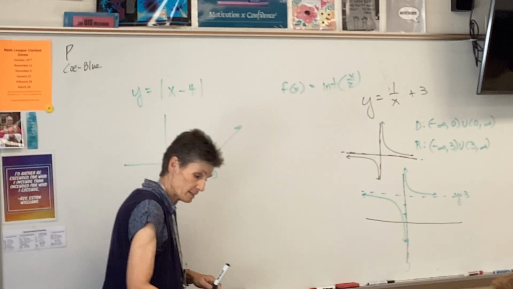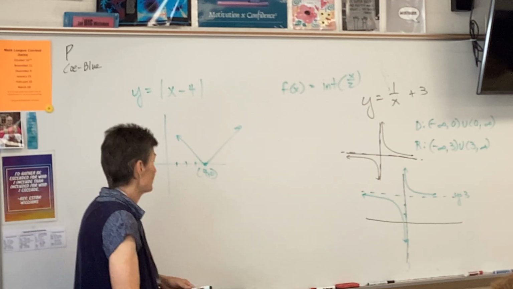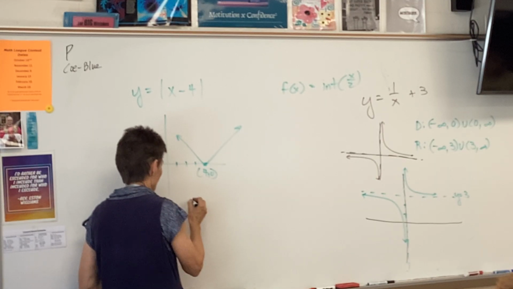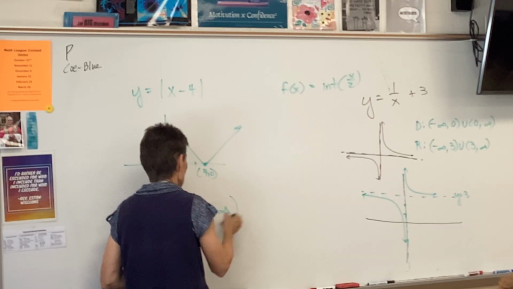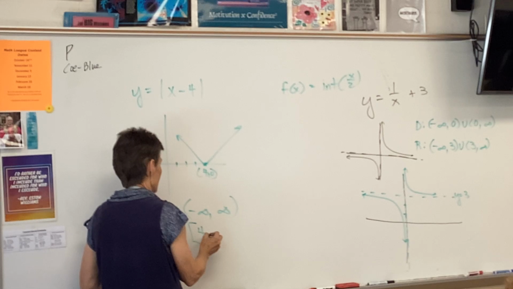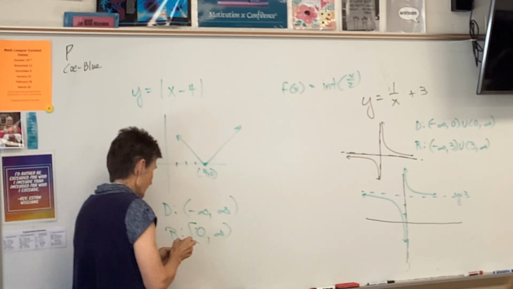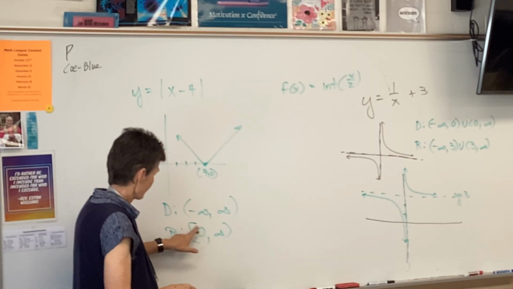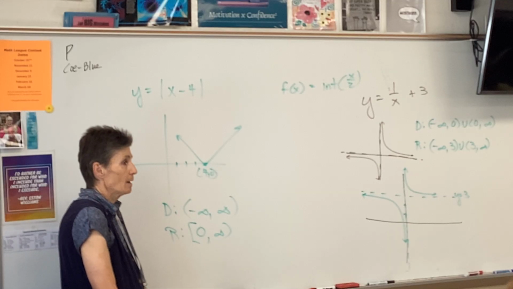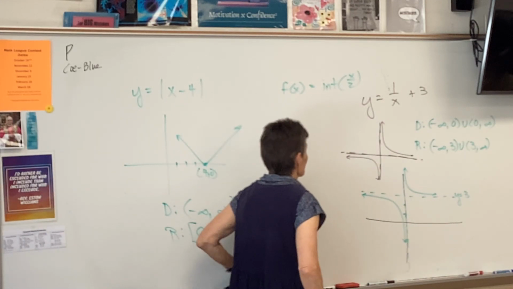Absolute value is in the math number menu. It's right there. What's your domain? Negative infinity to positive infinity. What's your range? 0 to positive infinity. All right, now, this next one, I can't do that.